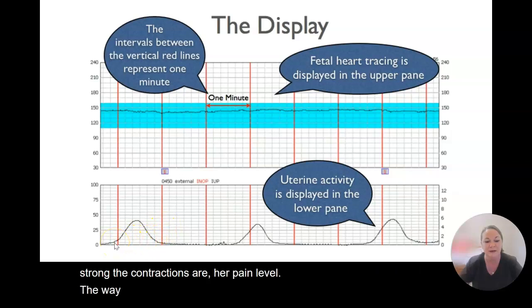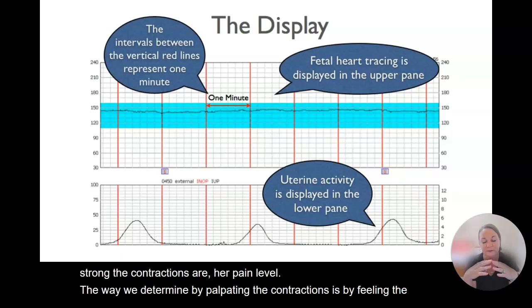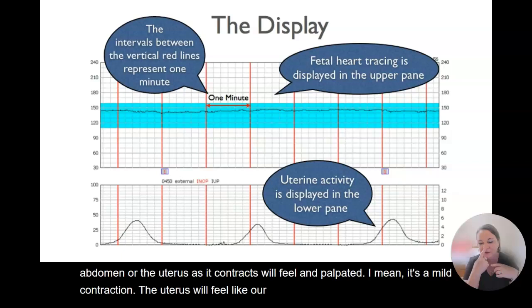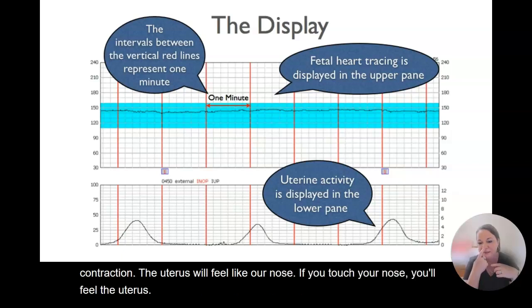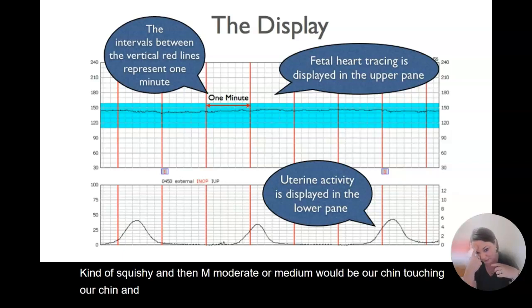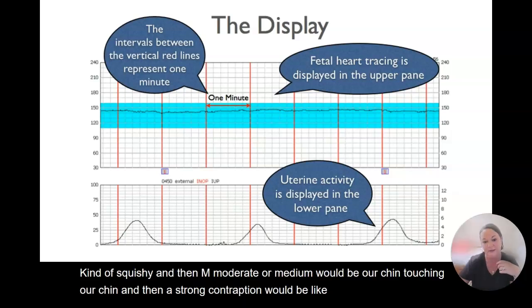The way we determine strength by palpating the contractions is by feeling the abdomen or the uterus as it contracts. We'll feel and palpate it. When it's a mild contraction, the uterus will feel like our nose. If you touch your nose, you'll feel it is kind of squishy. Moderate or medium would be like touching our chin. And a strong contraction would be like touching our forehead.